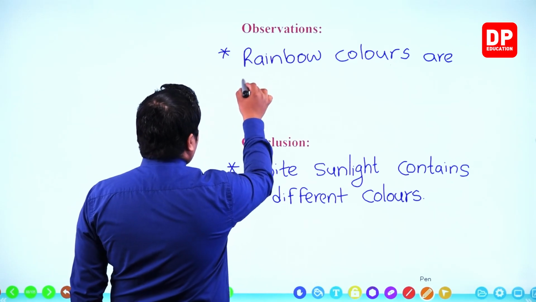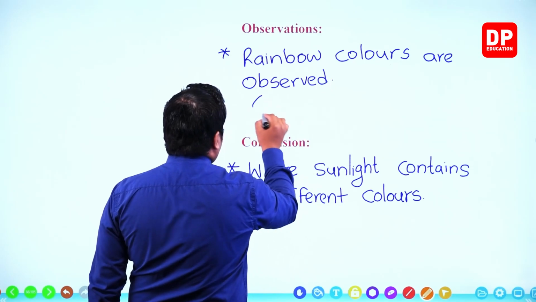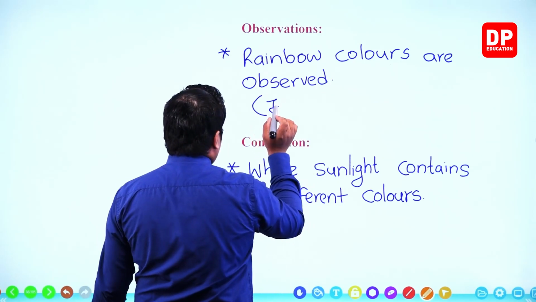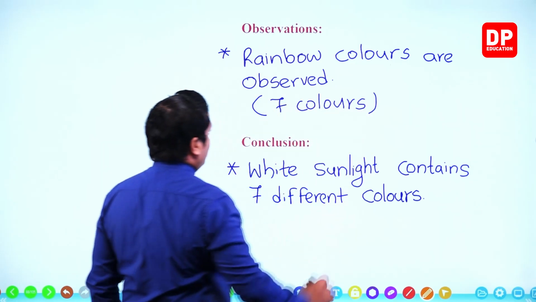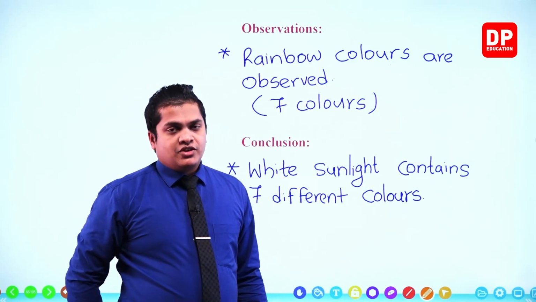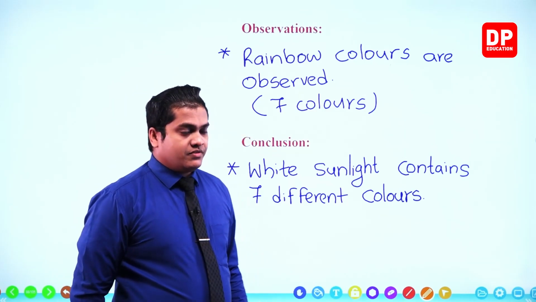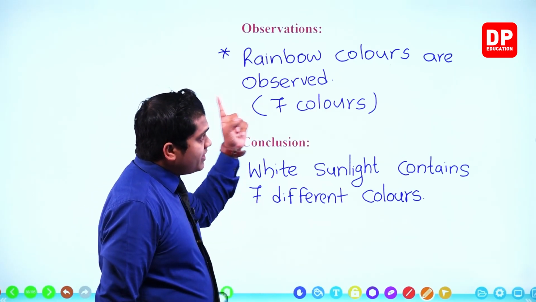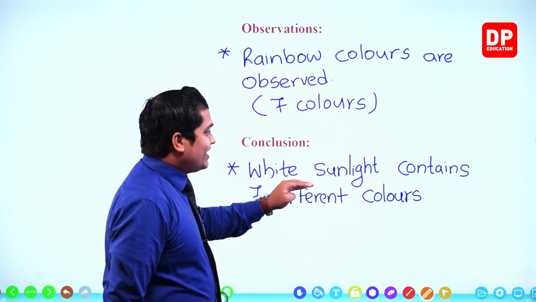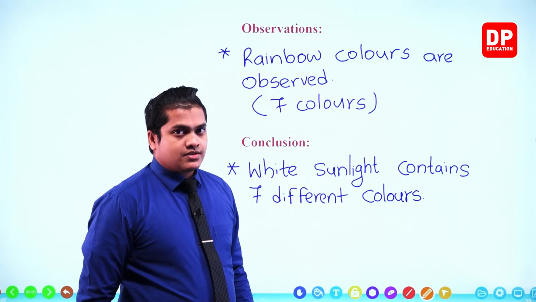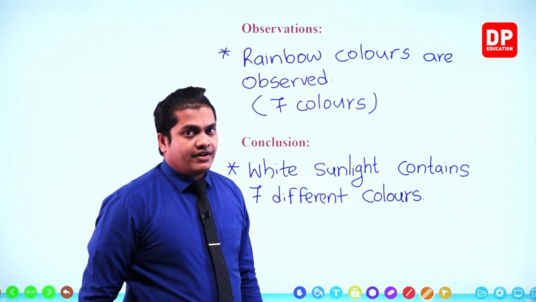Within brackets I'll mention 7 colors, since you know that the rainbow contains 7 colors. So rainbow colors are observed. This is our observation. Then, my dear children, from that observation, we can come to a final conclusion that white sunlight contains 7 different colors. Those are the colors that are identified within the rainbow.